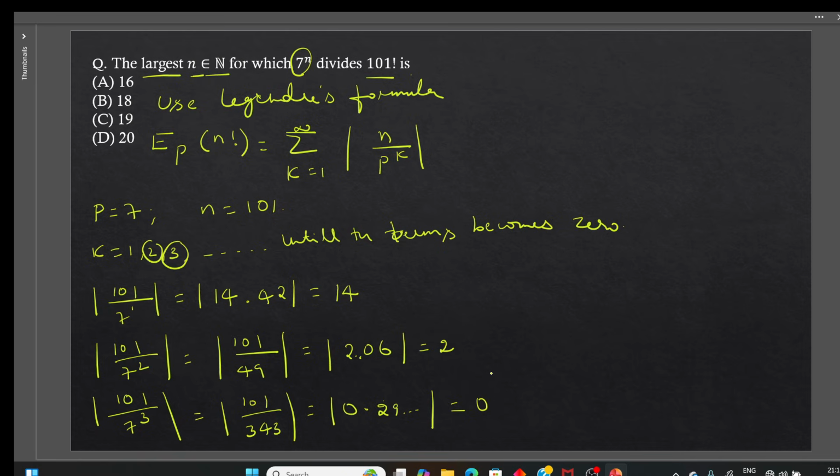So this expansion stops, because the terms become 0. When terms become 0, the process stops. Now n is the sum of all these values: 14 plus 2 plus 0, which is 16. So 16 is the answer.